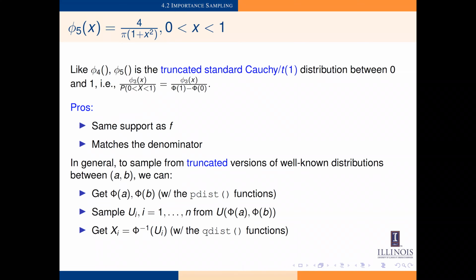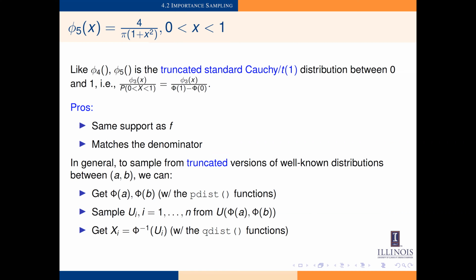However, again, this is a truncated distribution that we do not know how to directly draw from. So there are no built-in functions that do this. We showed earlier how we can use inverse transform to sample from the truncated exponential distribution. What I want to show you here is a general method you can apply to sample from truncated versions of well-known distributions between the interval a to b.